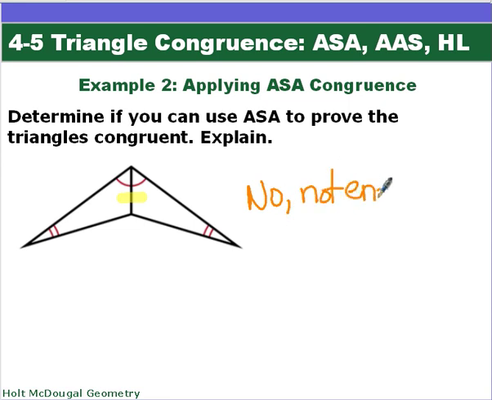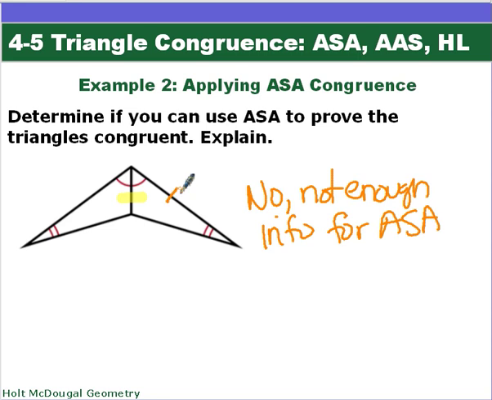Not enough information for angle side angle. If we knew that this side and this side were congruent, these would be the included sides, but we don't know those are congruent.